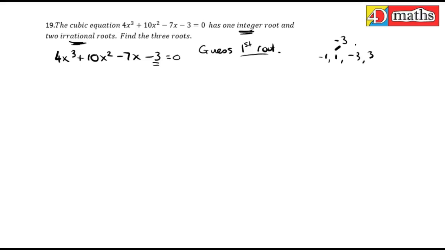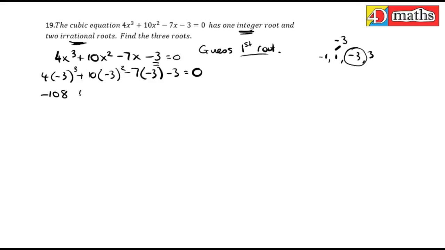Okay. Now I did a bit of work earlier and I know that minus 3 is the root, because if I sub it in, minus 7 times minus 3, this works out to be minus 108 plus 90 plus 21 minus 3. That works out to be 0. So we know that x is equal to minus 3. That's the root. Okay, so I'm going to highlight that. So that's one of the roots.